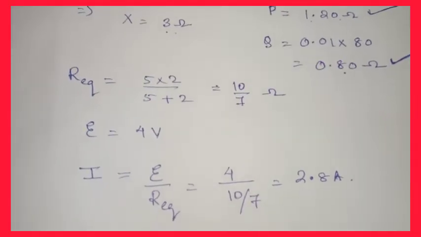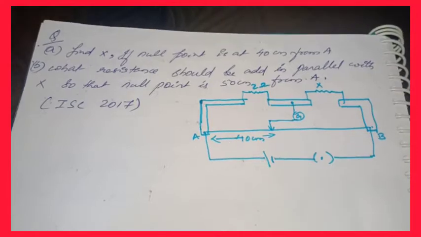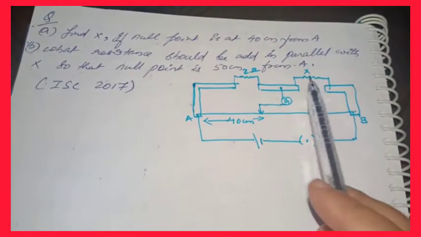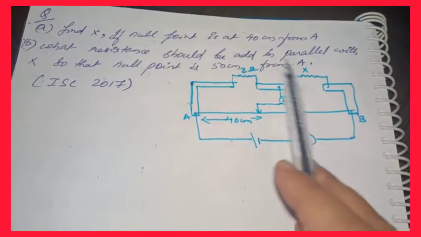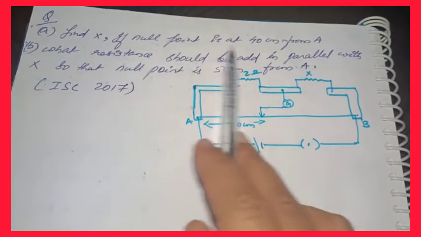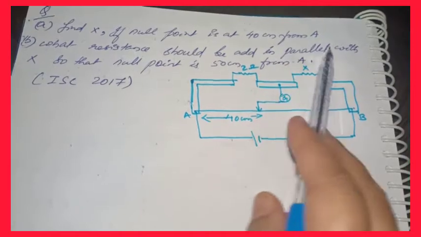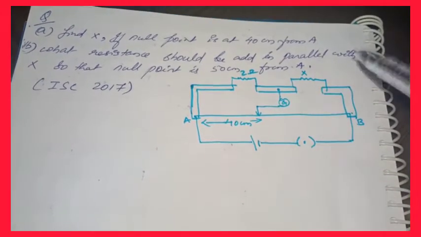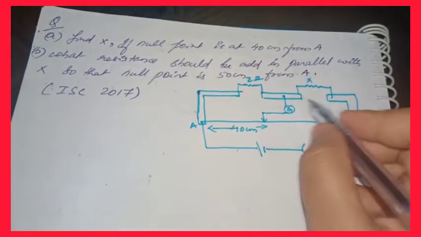Let's go to the next question, students. Here you have another question which is a board question. We have to find the value of X, where the null point is 40 cm from A. We already know the procedure to find the value of X, so we can easily find it by taking the ratios.